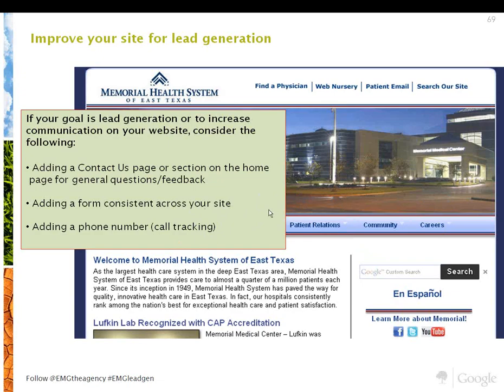I know some of you may not have a call center, but consider how questions are being answered right now. If they're looking to make an appointment, maybe directing them to your sales department. Those are all great options. And there are also options to hire a call center if you don't have one.